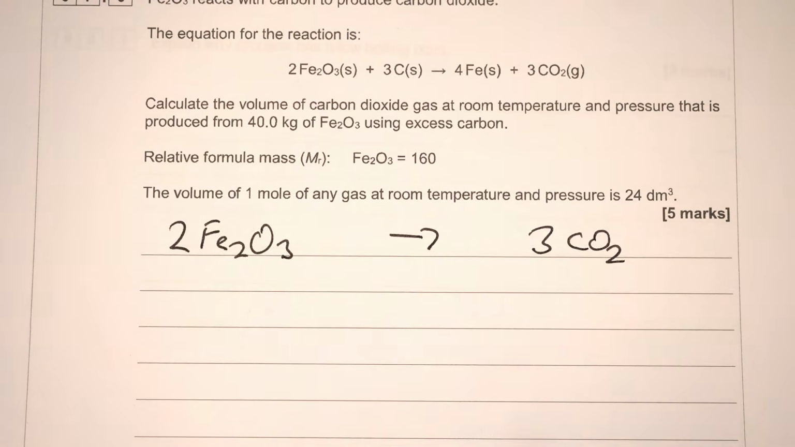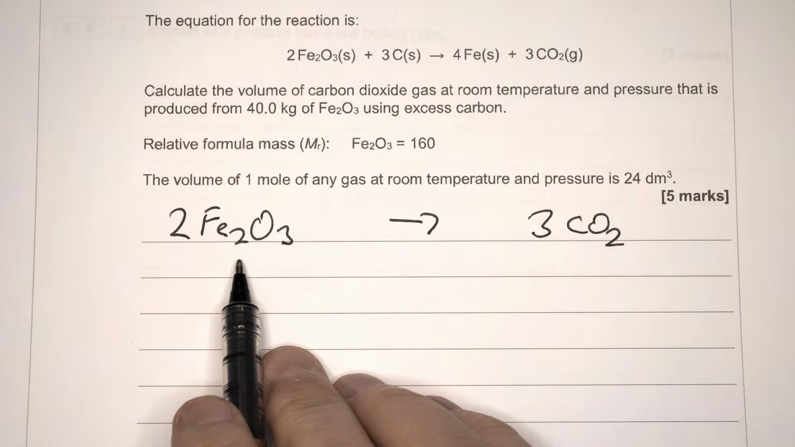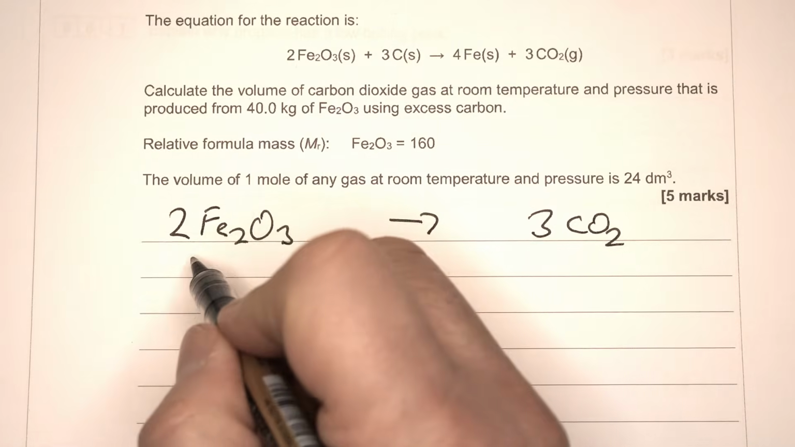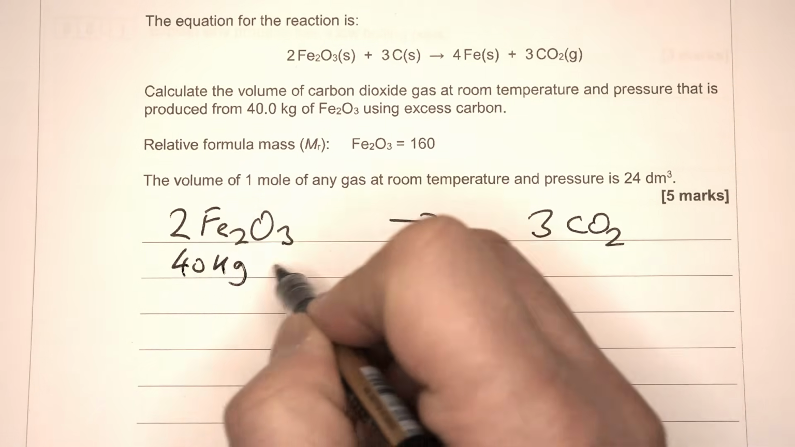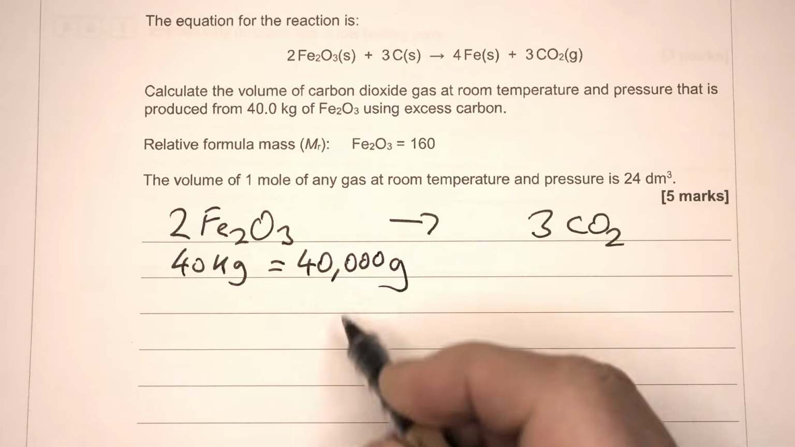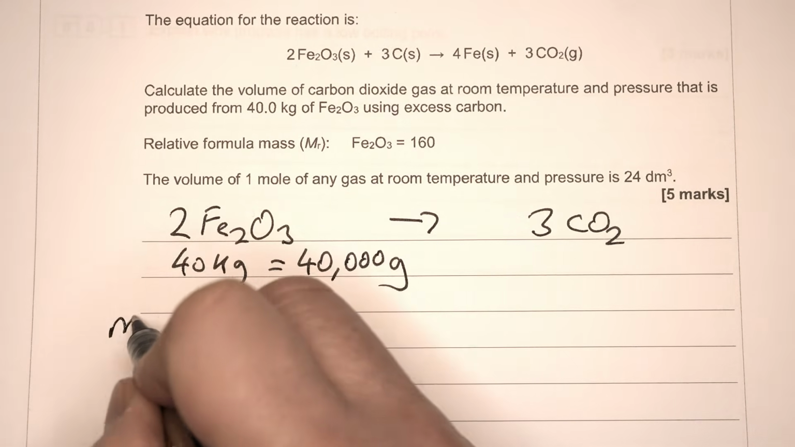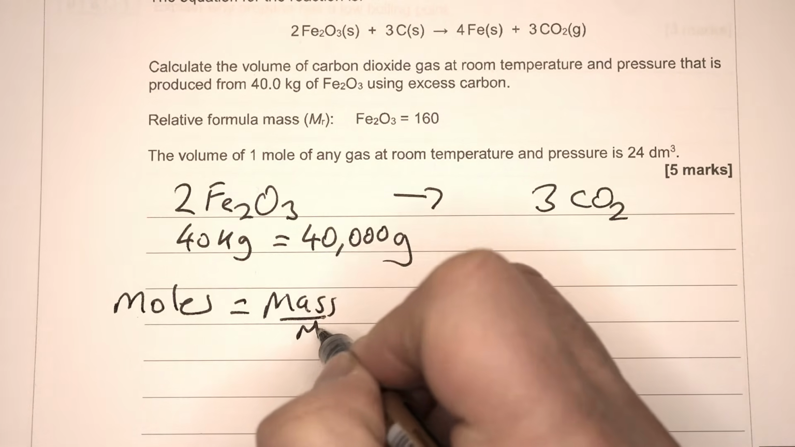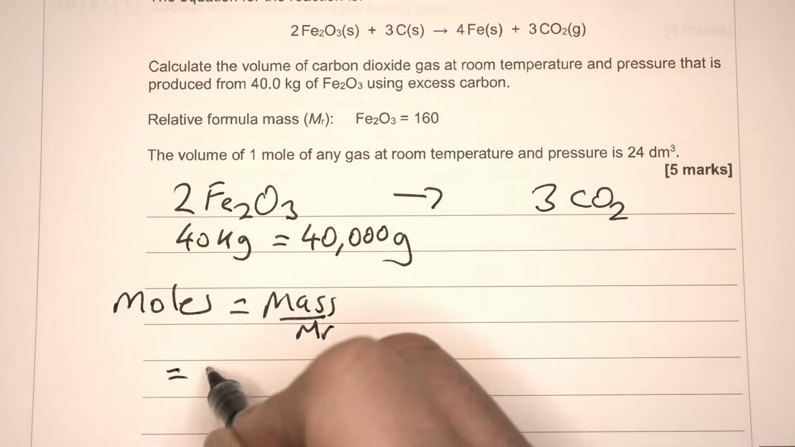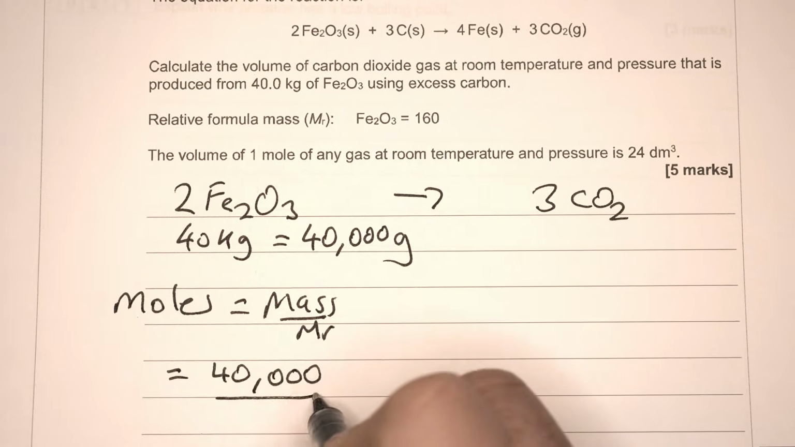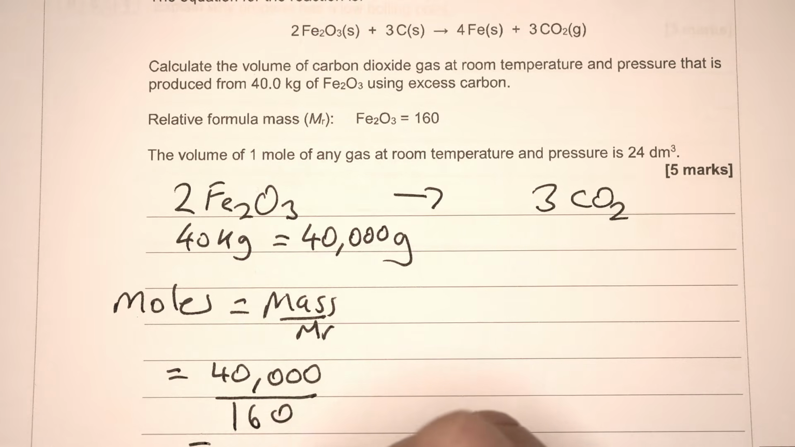So the first thing we need to do is work out how many moles of this we've got, because 2 moles of this will make 3 moles of that. So we've got 40 kilograms, which is 40,000 grams. We times the kilograms by 1,000. So remember, moles equals mass over Mr, which is going to be 40,000 divided by 160, so that's 250 moles.